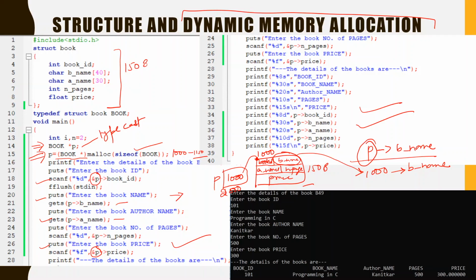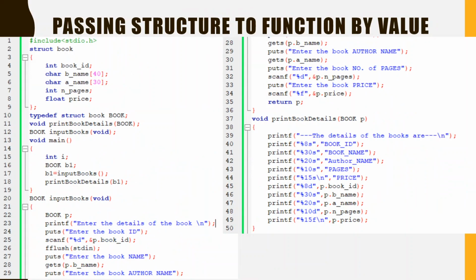We should be able to create an array with the help of dynamic memory allocation. Okay, so we will see this example later. Here in this example we have seen passing structures.